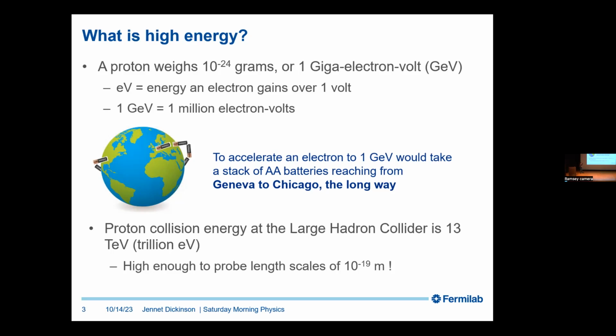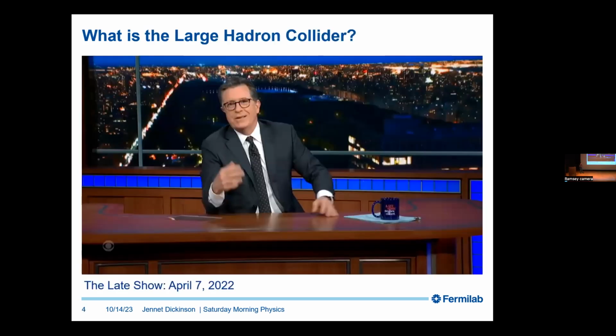And then proton energies at the Large Hadron Collider are 13 TeV. So that's trillions of electron volts, which is high enough to probe these length scales of what we know to be the smallest scales that we've measured. So instead of me telling you what the Large Hadron Collider is, I will let Stephen Colbert tell you.